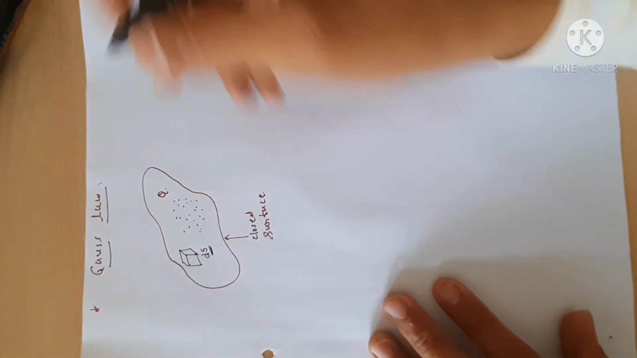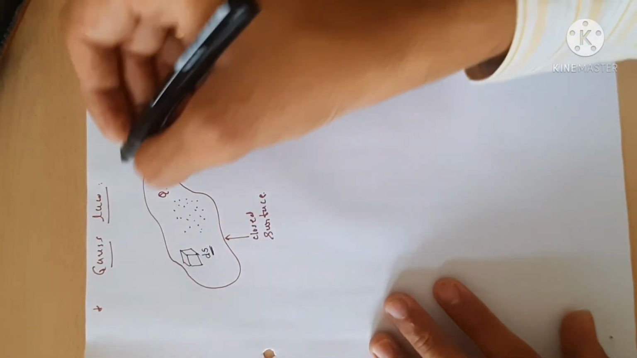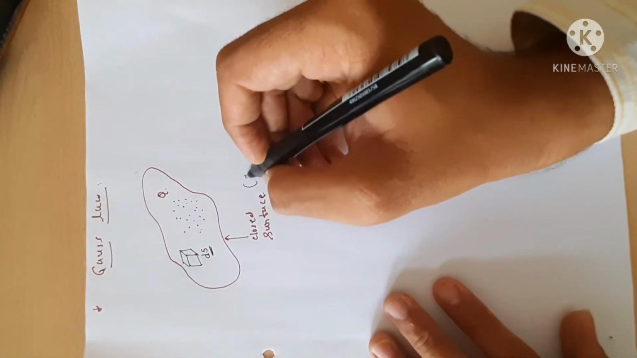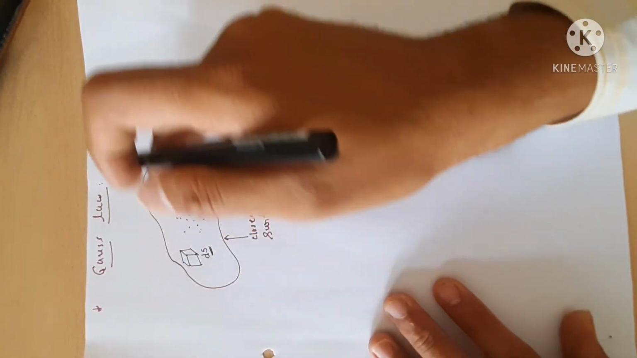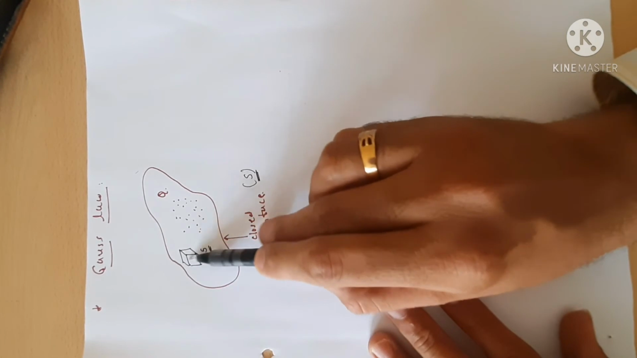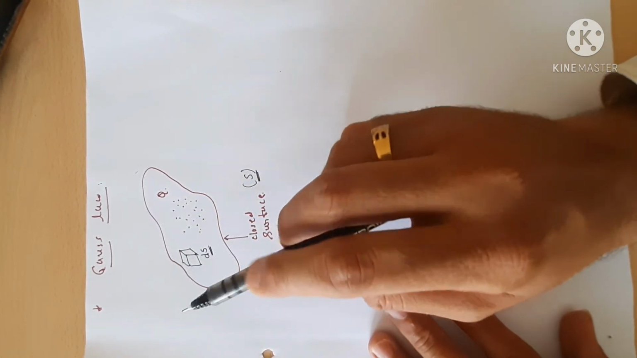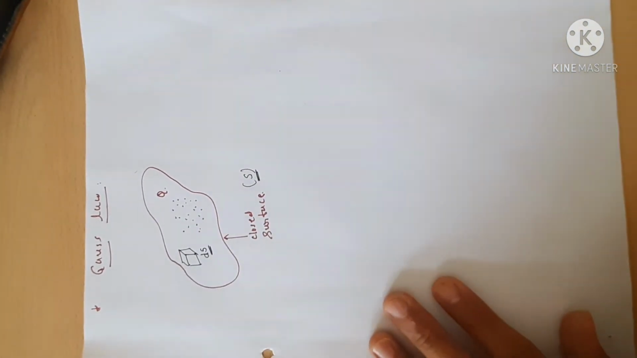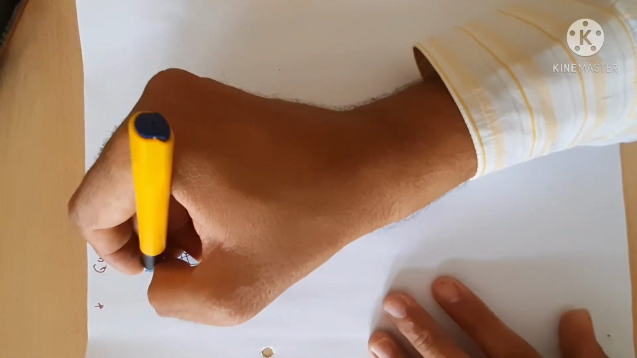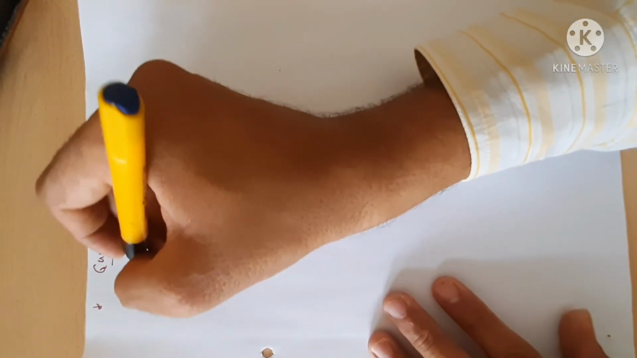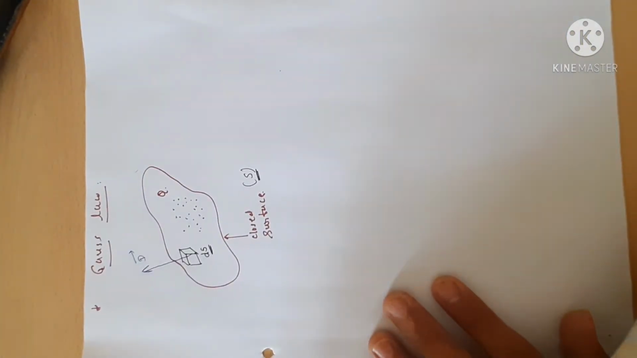So what is dS? dS is the area of the small portion. And what is S? S is the area of this total surface. Now I have to find out how much flux is passing through this differential surface. The flux passing through the differential surface is dψ vector.